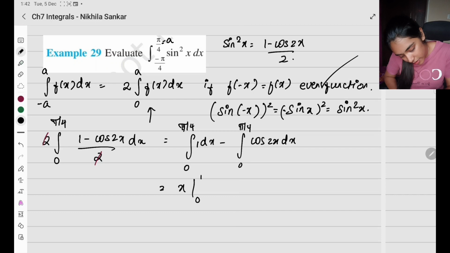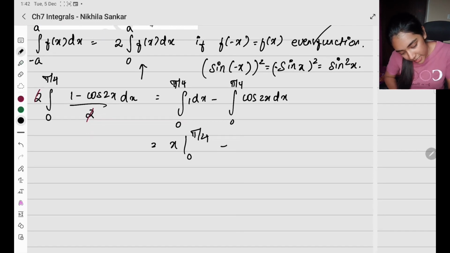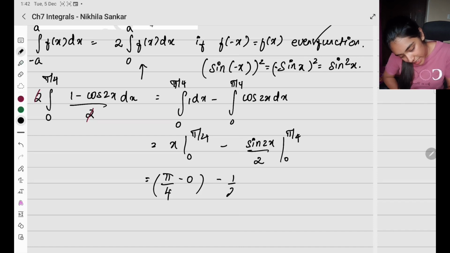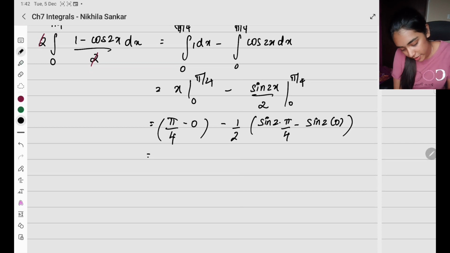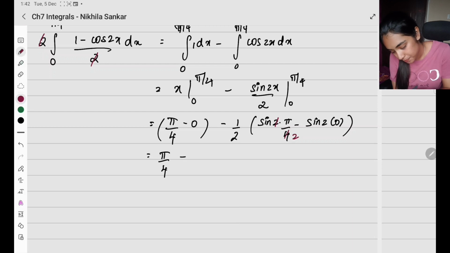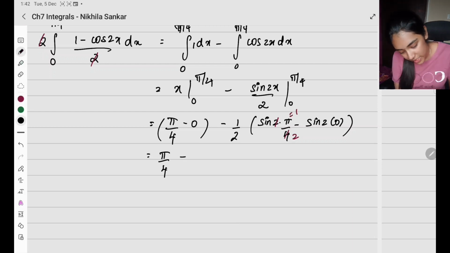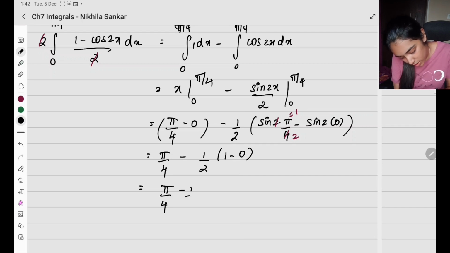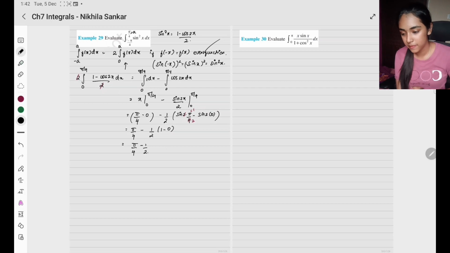So this is going to be x from 0 to pi by 4 minus, for cos 2x the integration is sine 2x divided by 2, from 0 to pi by 4. So this is pi by 4 minus 0, minus 1 by 2 taken common, I have sine 2 times pi by 4 minus sine of 2 into 0. So when I simplify, I have pi divided by 4 minus, it becomes sine pi by 2, which is nothing but 1. So this is going to be minus half into 1 minus 0. So the final answer is pi by 4 minus half. Okay. Please copy.